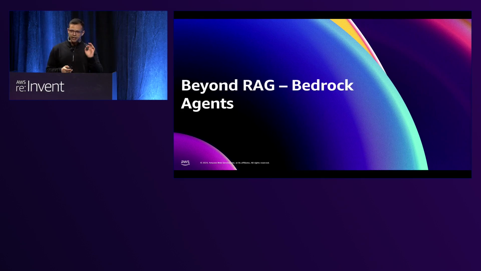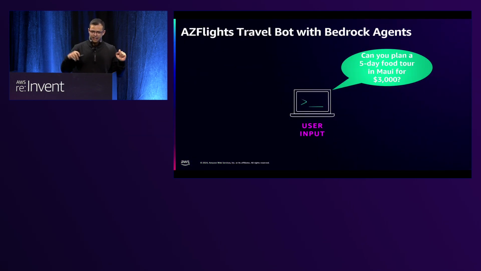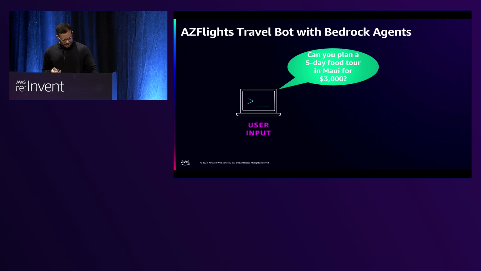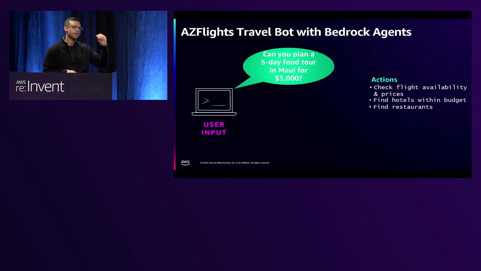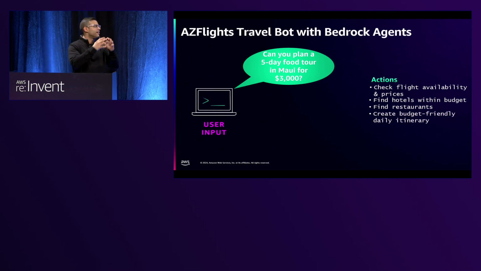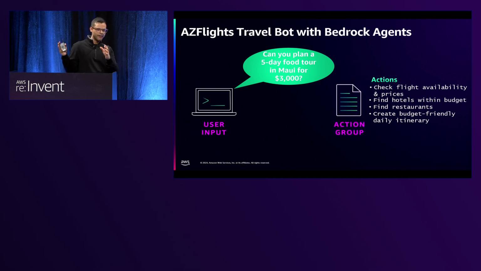But think about task-based questions, something like this. Can you plan a 5-day food tour in Maui for a specific budget? Turns out this is not as simple as it looks, right, for the agent or for the chatbot. The agent now has to spend time looking up and checking flight availability and prices. It has to spend time finding hotels within the budget. It has to spend time finding restaurants that match the user preferences. And finally, it has to summarize everything, create a budget-friendly response, a day-by-day itinerary, and then come back to the user with it.